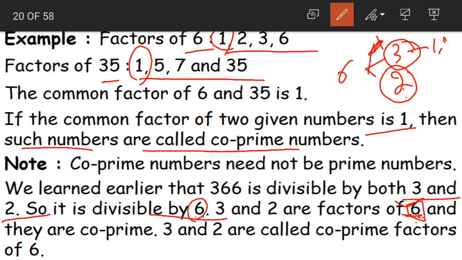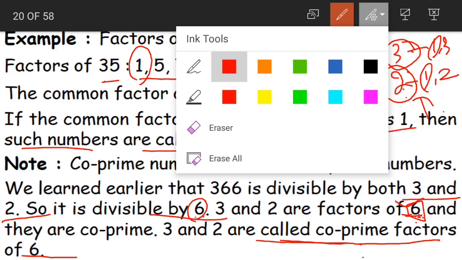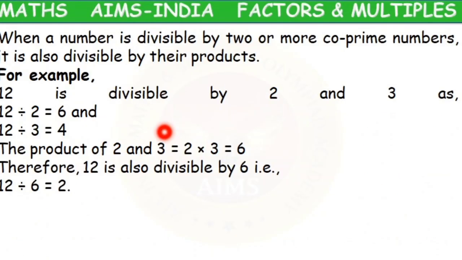Yes, the factors of 3 are 1 and 3. The factors of 2 are 1 and 2. Now the common factor is only 1. So what does this make them? 2 and 3 become co-prime numbers. And as these are the factors of 6, they are also called co-prime factors of 6. They are co-prime numbers and they are the factors. So combinedly they are called what, children? Co-prime factors. Okay, children. Now moving on.